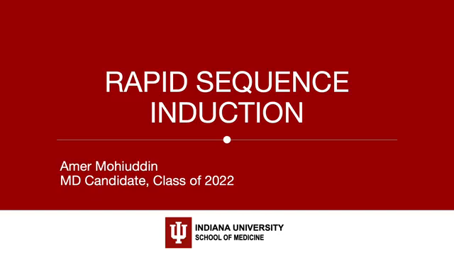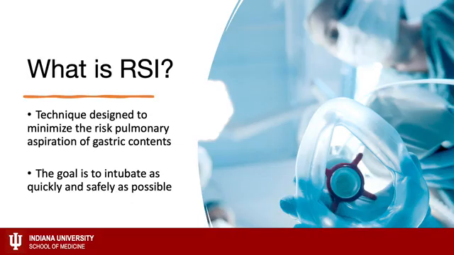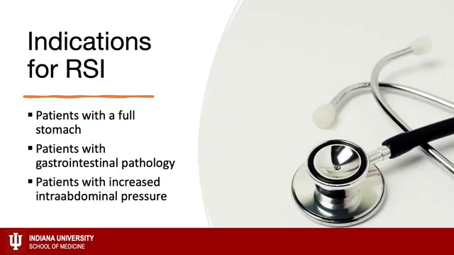I'm going to be giving a brief overview of rapid sequence induction, or RSI. So RSI is an anesthetic technique designed to minimize the risk of aspiration of gastric contents into the lungs. The goal is to intubate the trachea as quickly and safely as possible following induction, while reducing the chance of passive or active regurgitation.